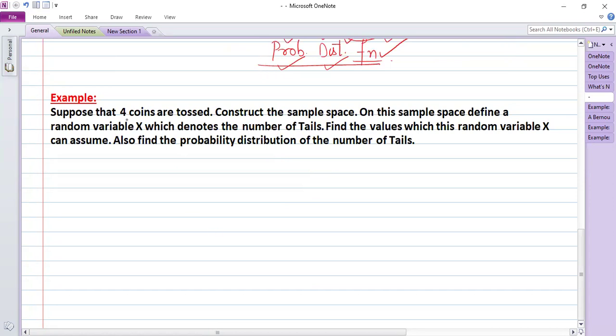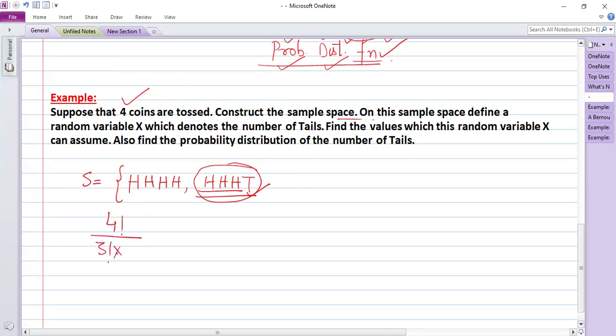Now we have another example. Four coins are tossed, and we have to construct the sample space. So what will be our sample space? Actually, head, head, head, and the first one, head, head, tail. So three heads, one tail. Now this combination of three heads and one tail will have 4 factorial divided by 3 factorial into 1 factorial permutations.